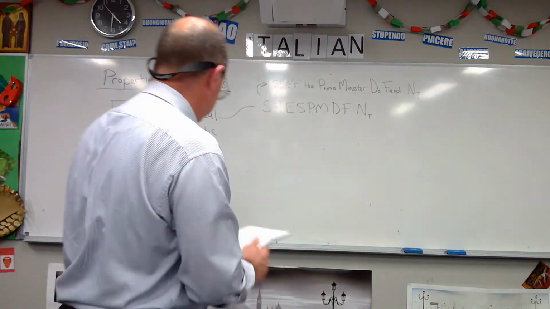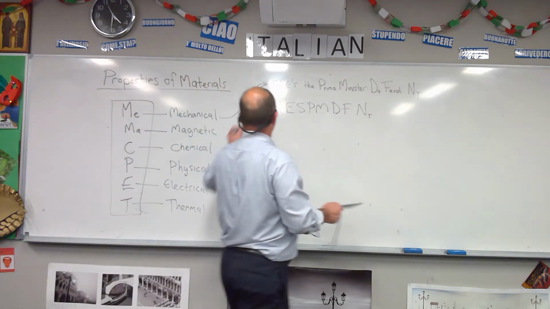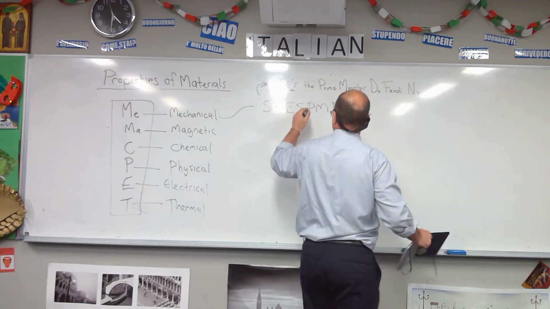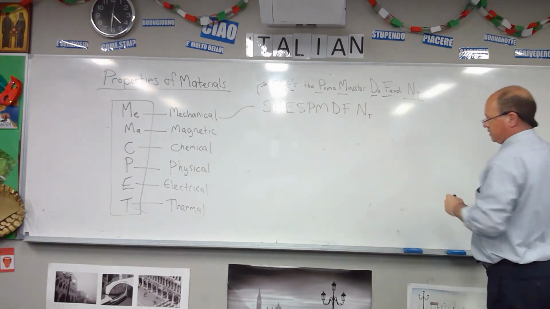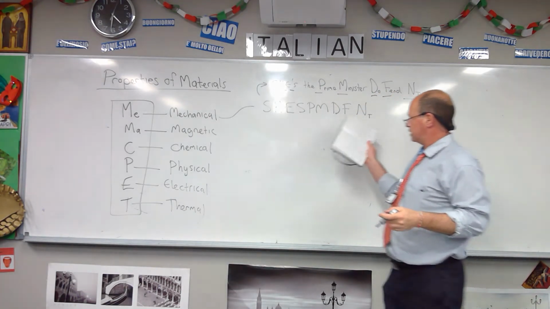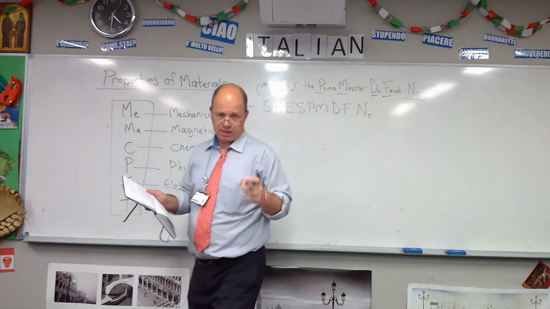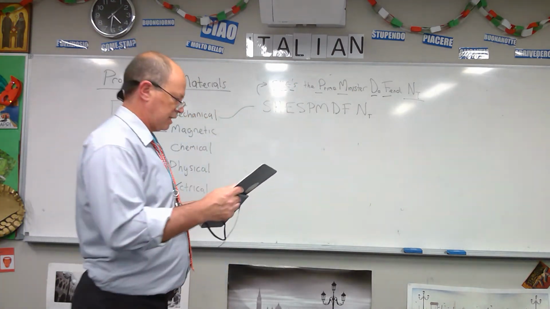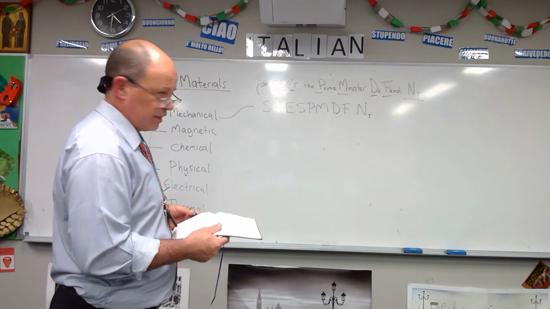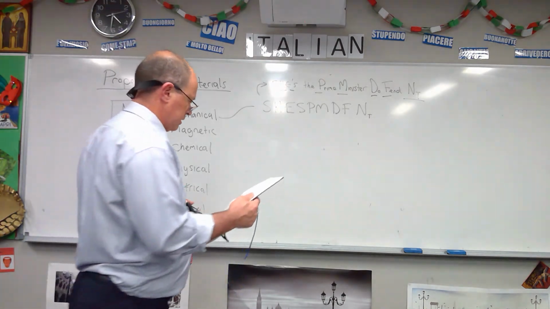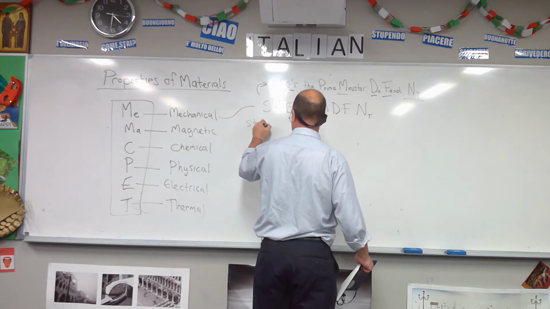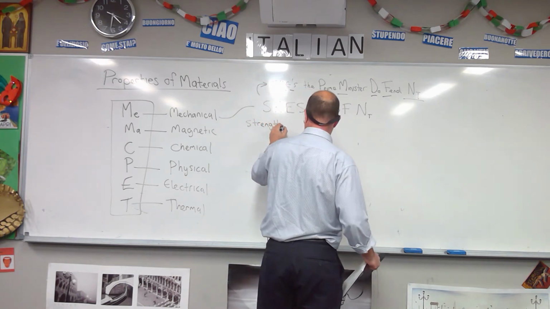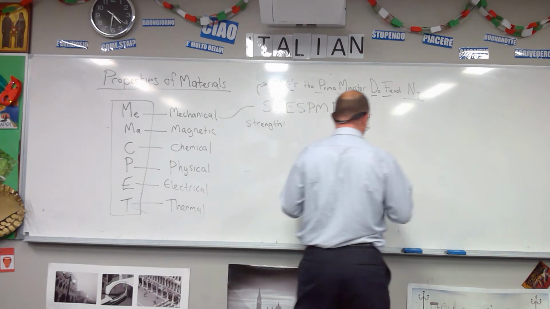So what does that all mean? SHEPMDFNT, notch toughness. So each one of these letters represents a particular mechanical characteristic. Okay, and we're going to write down each of these characteristics. First one we should know, strength. Ability of material to withstand a load, okay?